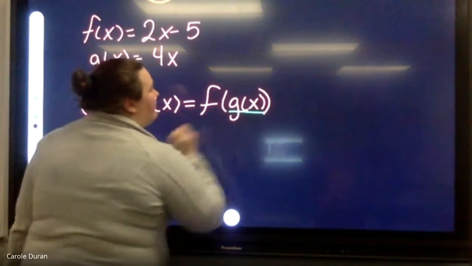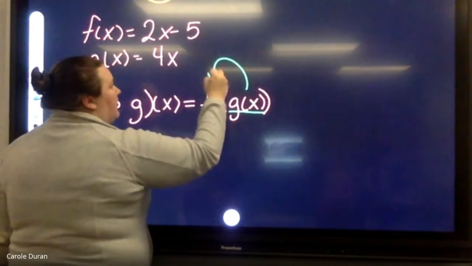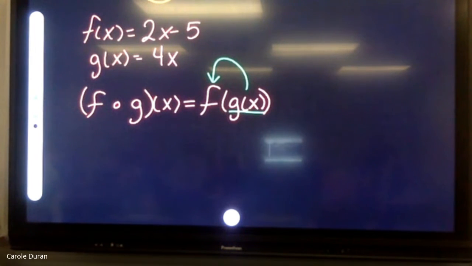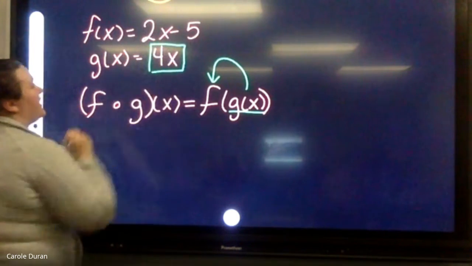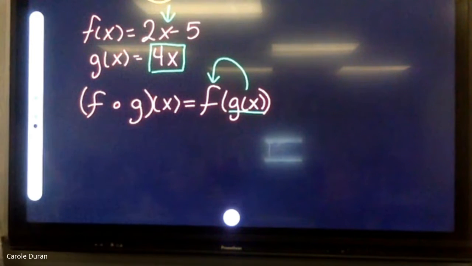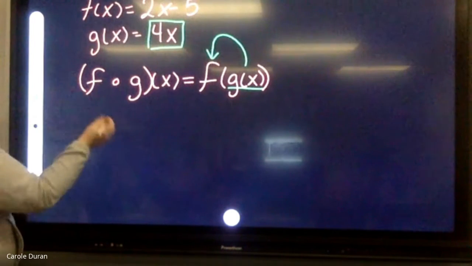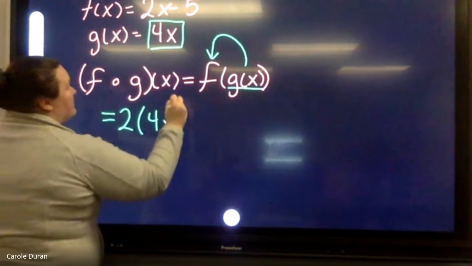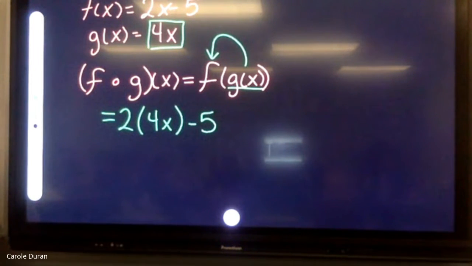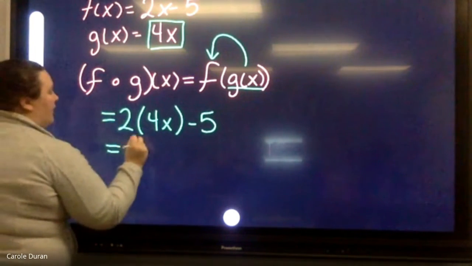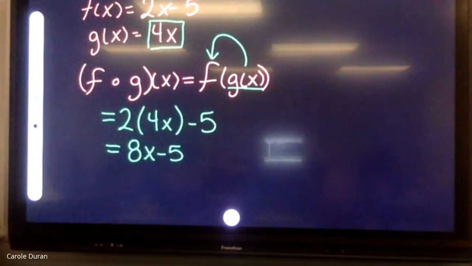So here, I see that g of x is my inside function, which means I'm going to take g and plug it into f. What this means for our functions is that I'm going to take the entirety of 4x and plug it into f wherever there's an x present. So I'm substituting the 4x in place of the x in f. So my composition f of g of x becomes 2 times 4x minus 5. I literally replaced the x in f with the function 4x from g. And then I would just simplify this down because I'm not plugging any number into it. So I would multiply the 2 and the 4, and I would get 8x minus 5. That would be your simplified answer for this one.